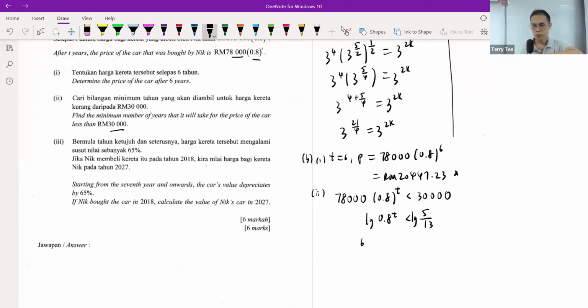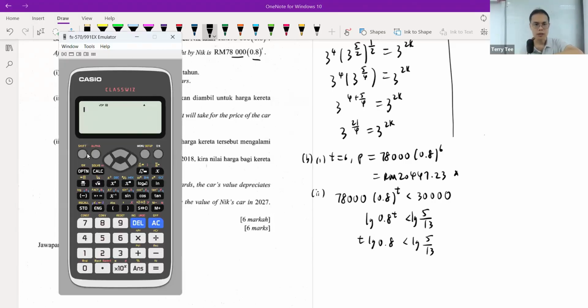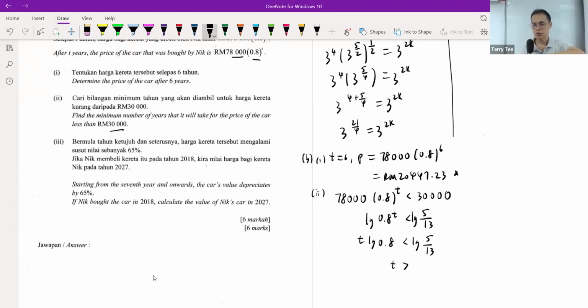This is T log 0.8 less than log 5 over 13. Remember, whenever you take a logarithm of a number between 0 and 1, it's going to be negative. Try log 0.8 on the calculator and you see this is negative. So how does this affect your answer? The inequality symbol has to change.